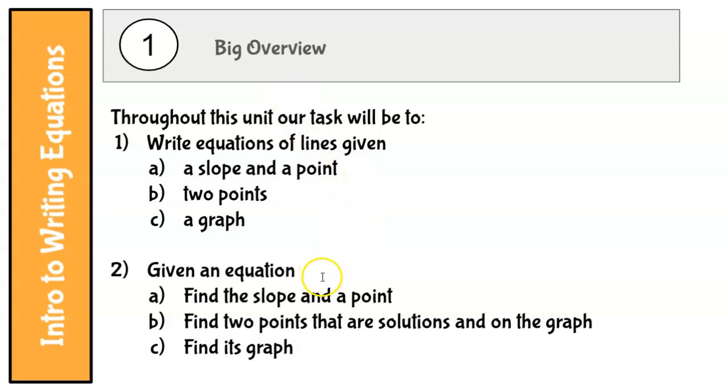And then the second is we're kind of going to go backwards. If I give you the equation, can you tell me the slope and the point? Can you find its graph? Can you tell me 2 points that are solutions on the graph? Can you go backwards from that information to pull out these specific pieces? And that's kind of the big overview.